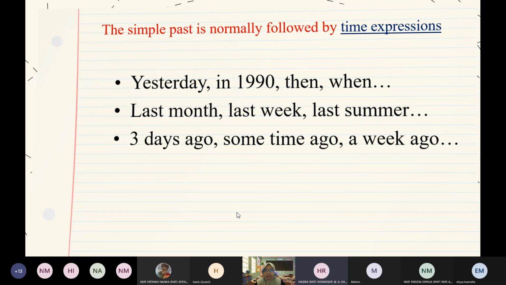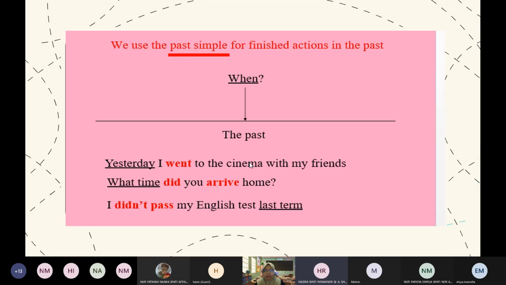This one, we use the simple past tense for finished action in the past. Maksudnya perbuatan yang sudah habis pada masa lepas. Example, yesterday, the other time expression, yesterday, I went to the cinema with my friends. What time did you arrive home? I didn't pass my English test last term. Last term ni time expression. That's why you use simple past tense only.